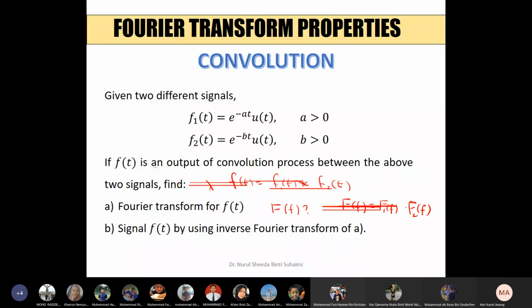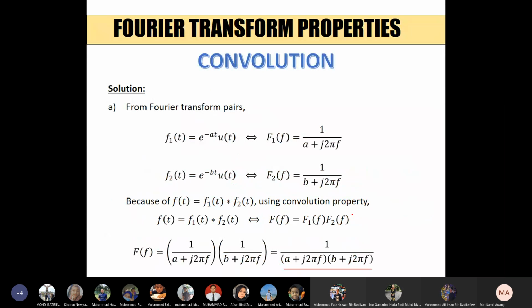A, find the Fourier transform for f of t, and B, find the signal f of t by using the inverse Fourier transform of A. So basically the second one is to do the inverse transform.